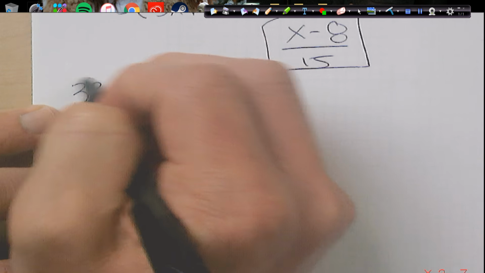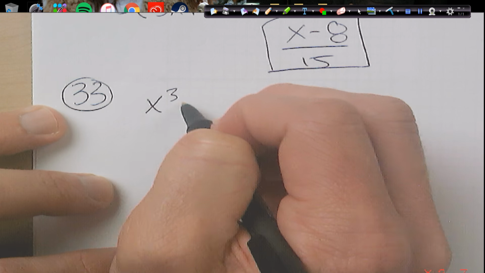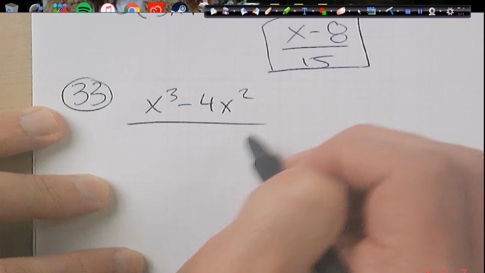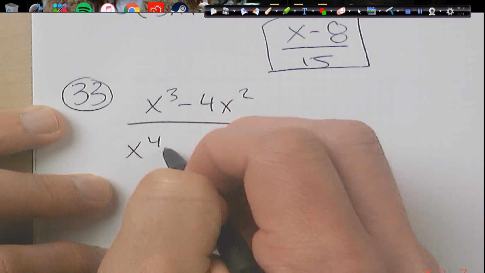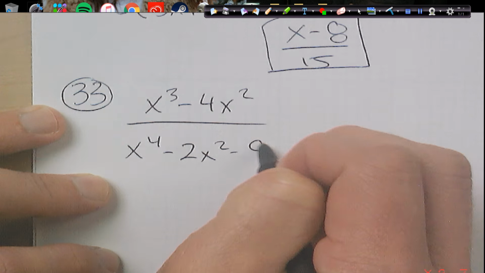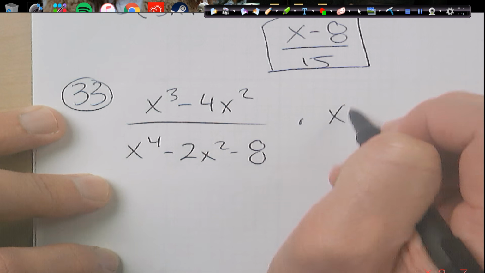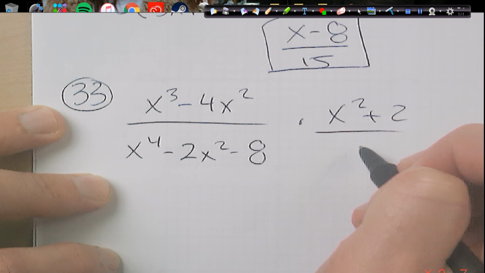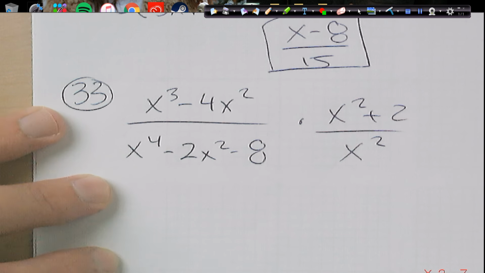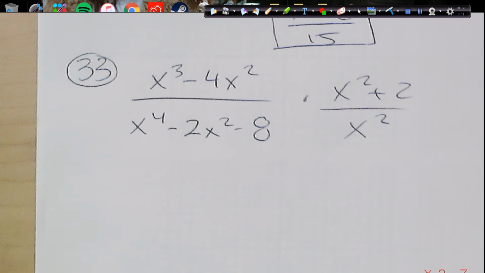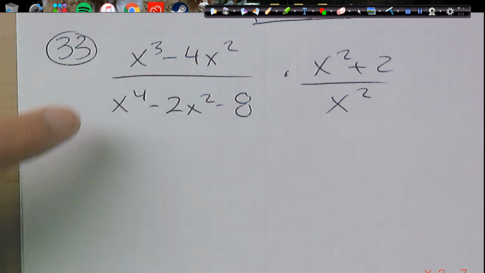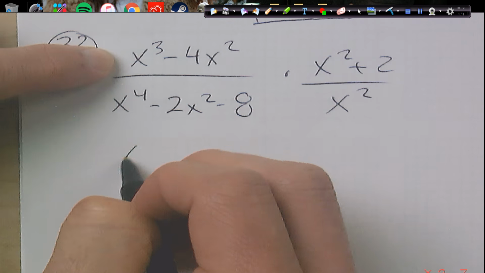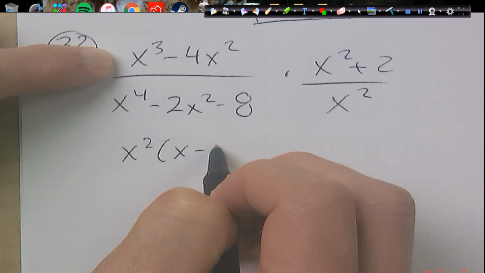Number 33, x cubed minus 4x squared over x to the 4th minus 2x squared minus 8, times x squared plus 2 over x squared. So we do all of our reducing and then we'll start canceling. So here I can go ahead and pull out on the top an x squared. That leaves me with x minus 4.